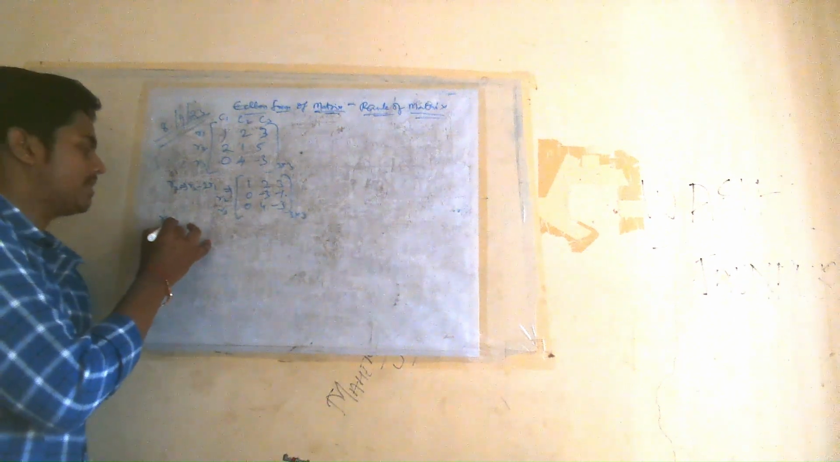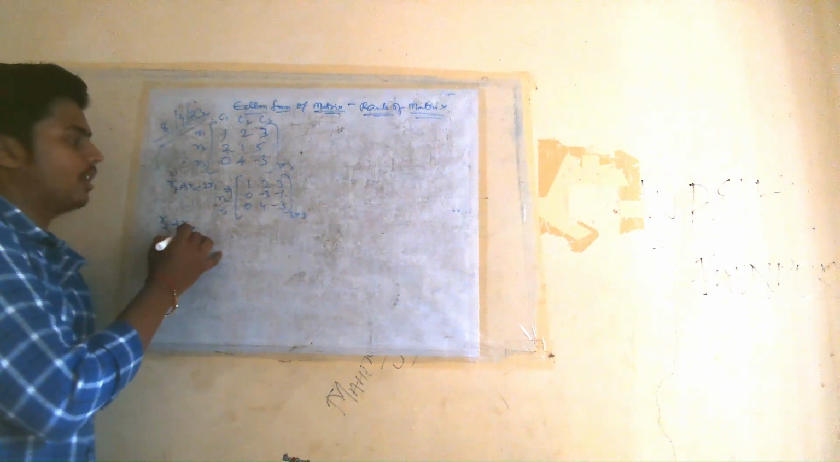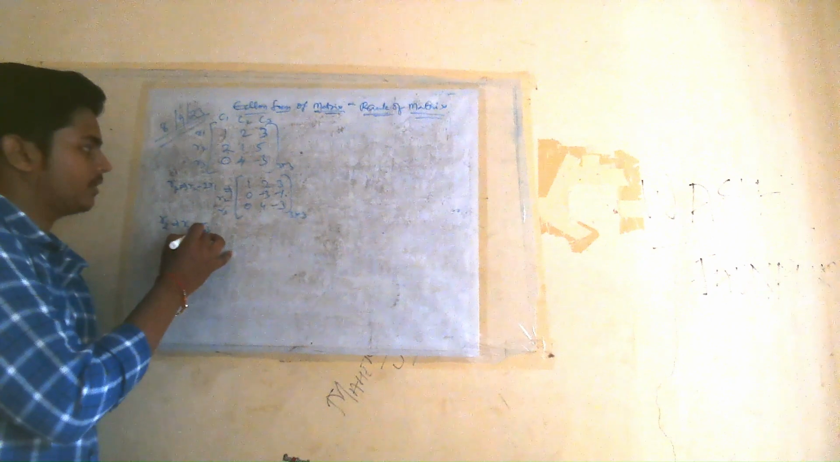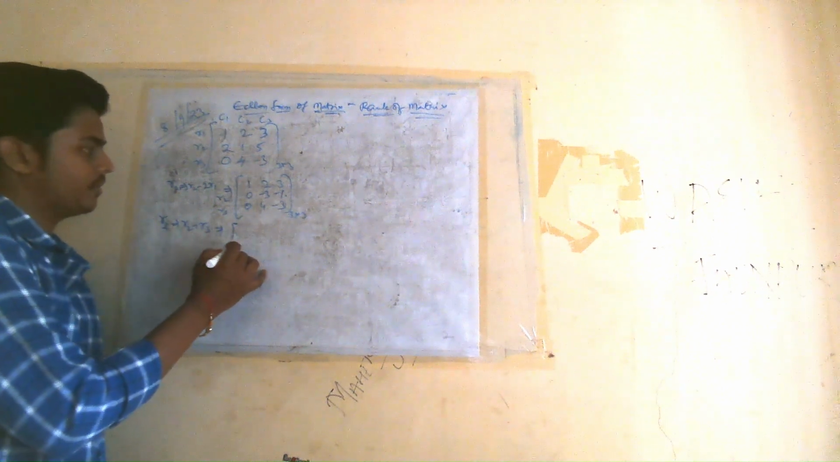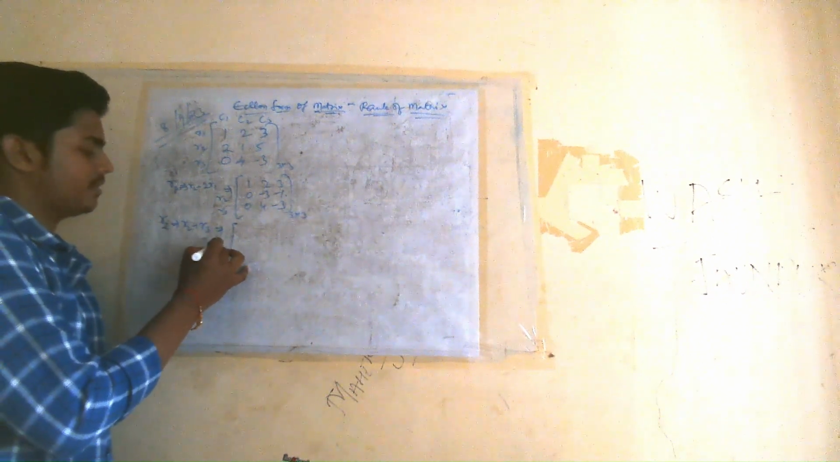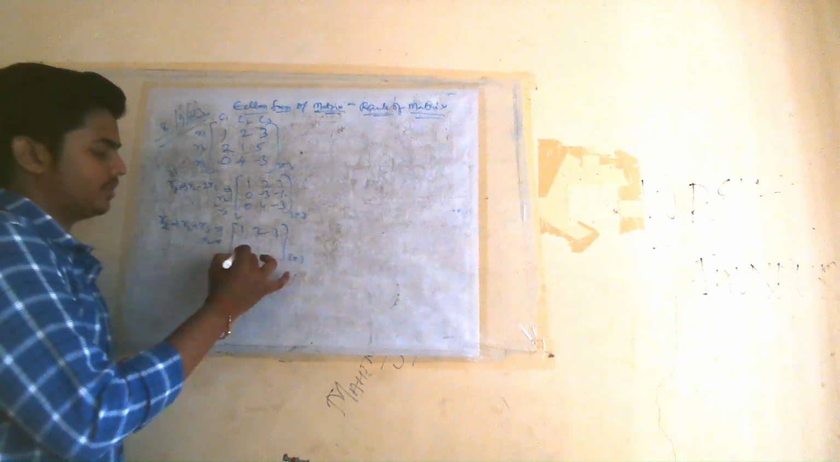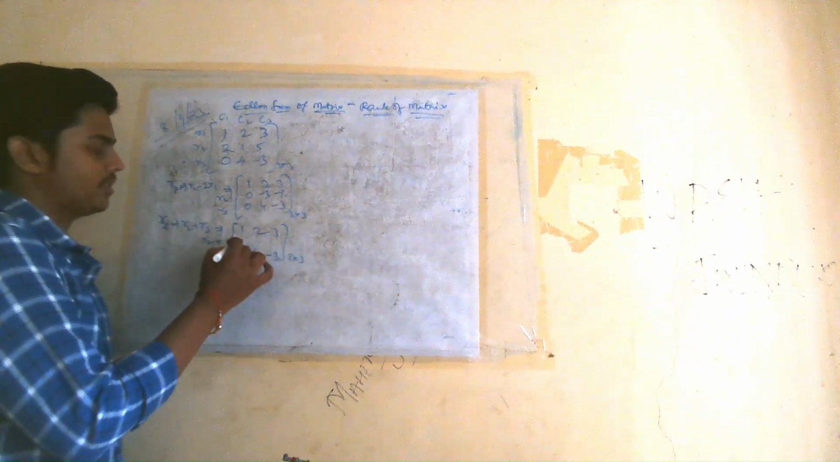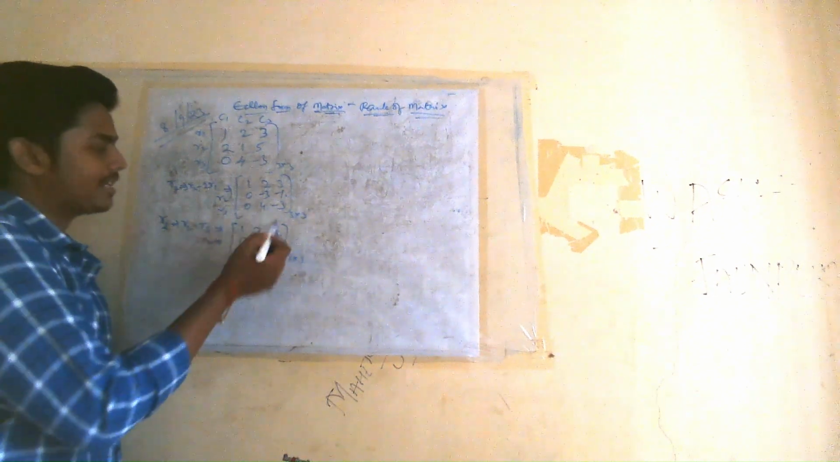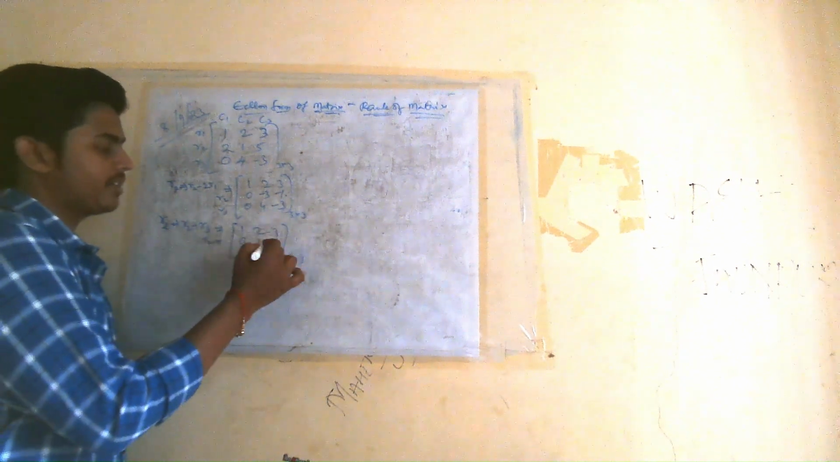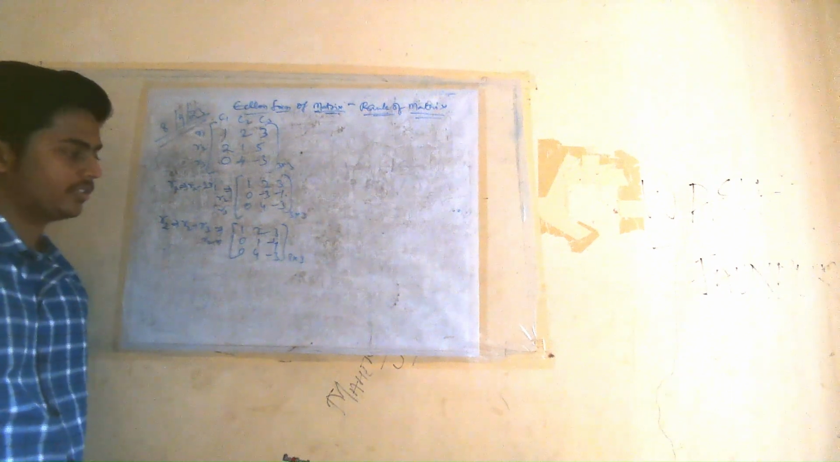R2 implies again R2 plus R3. So 1 2 3 has no change, 0 4 minus 3 also no change, and this, if you add 0 plus 0 is 0, minus 3 plus 4 is 1, minus 1 minus 3 is minus 4. So we got it like this. Now what to do?